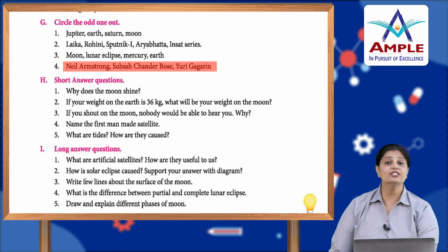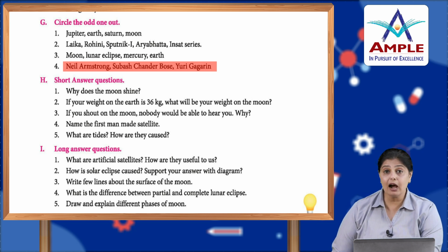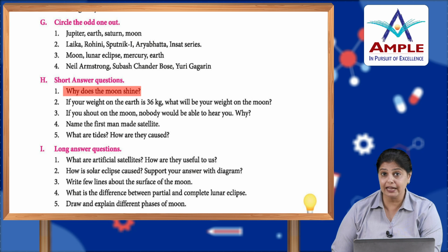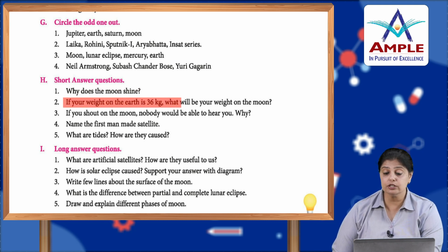Now, read the chapter and start writing the answers to these short answer questions and then the long answers also, okay. Why does the moon shine? You have to tell us why it shines, although it does not have light of its own, okay. If your weight on the earth is 36 kg, what will be your weight on the moon? Apply the formula of 1/6, okay.